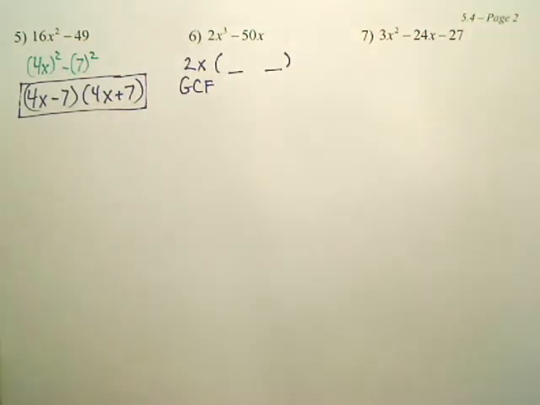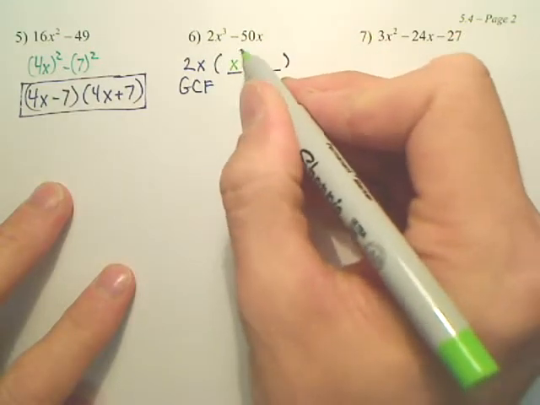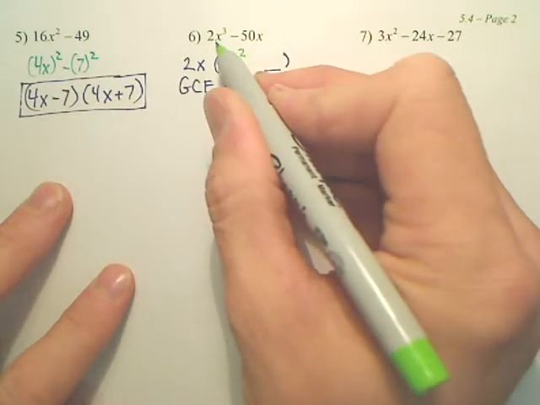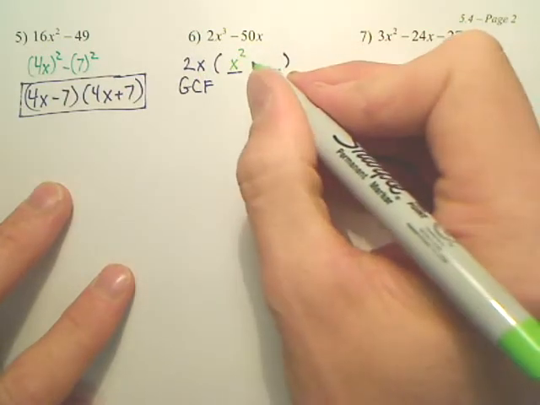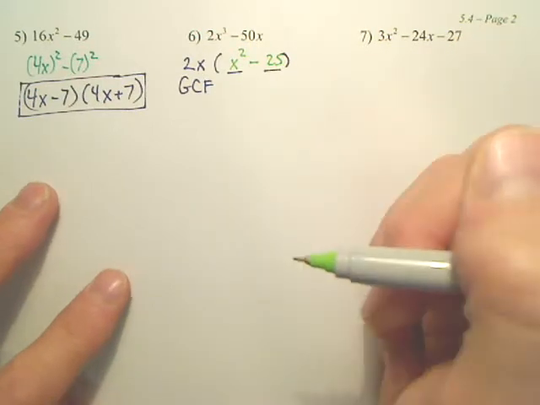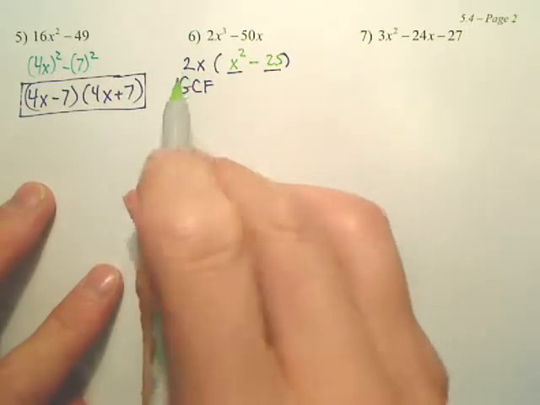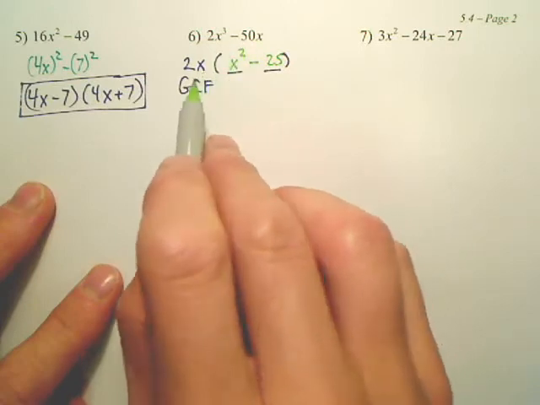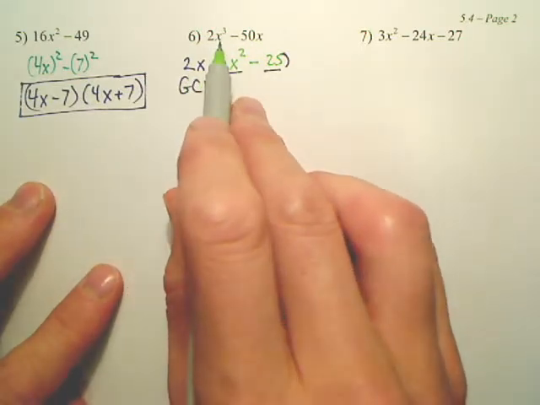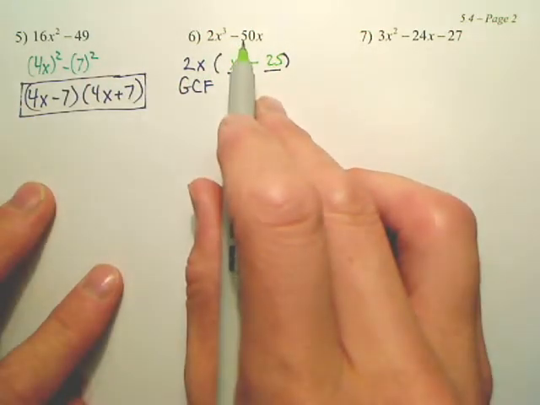What's left once we pull the 2x out? 2x times what gives you 2x to the third? X squared. 2x times x squared gives you 2x to the third. 2x times what gives you negative 50x? It'd be minus 25, correct? I pull the 2x because there are x's in both of these. I pull the 2 and an x out of both. 2x times x squared is 2x to the third. 2x times negative 25 is negative 50x.